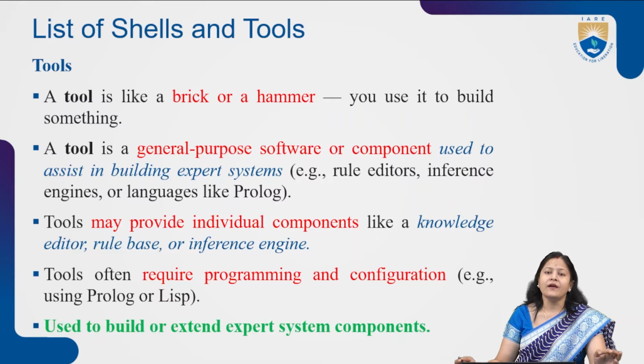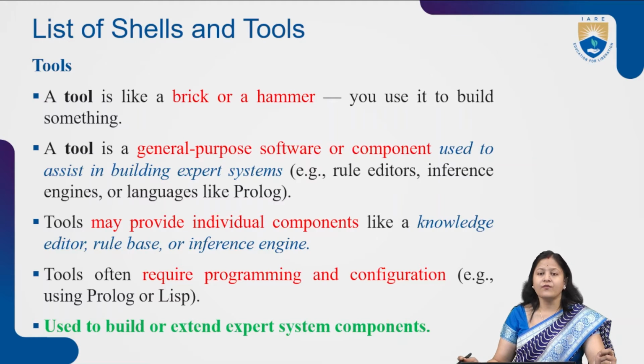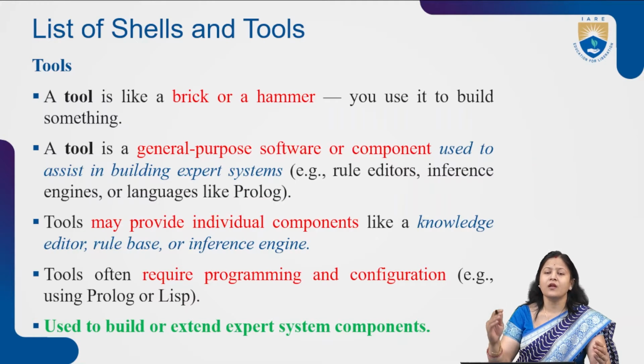Tools may provide individual components like the knowledge editor, where the knowledge can be edited. That is one component of the expert system. Even the rule base is a component where the knowledge can be stored. So using one tool, we can create either the rule base, the knowledge editor, or the inference engine. Tools often require programming and configuration, because we want to create one component and need to configure it with the help of a program. That is why programming knowledge is required.